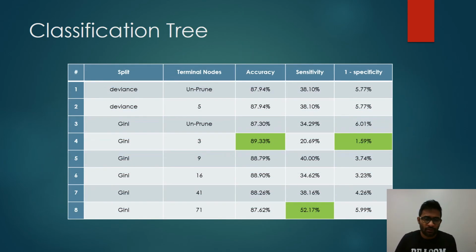So we got some pretty good results with the classification tree. As you can see here, the gini split is better than the deviance split, and iteration 4 and iteration 8 showed us some higher accuracy values and higher sensitivity values.